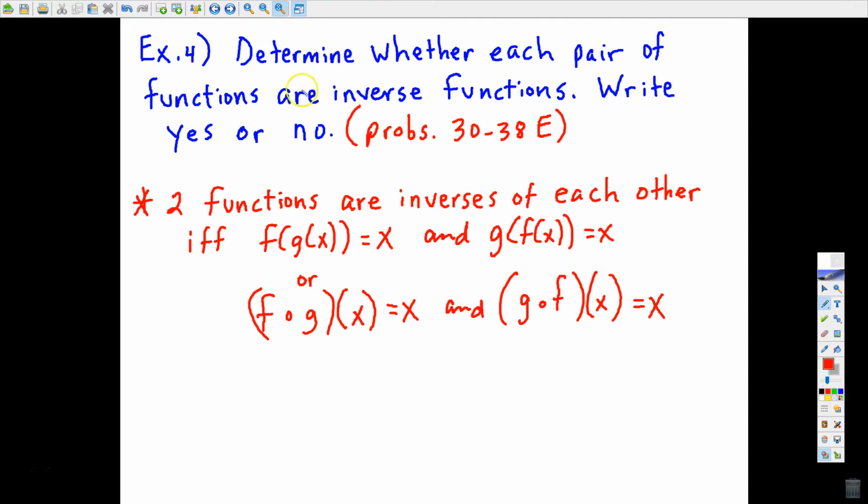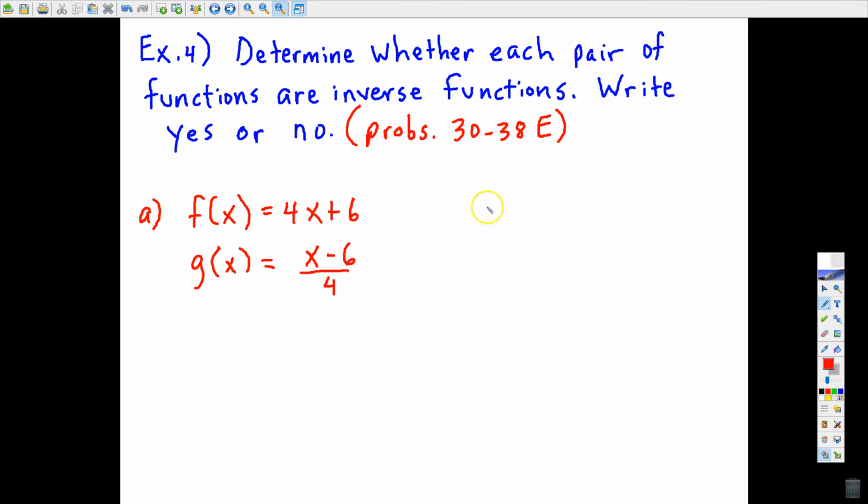And the directions are to determine whether each pair of functions are inverse functions. Are they inverses of each other? And here's how you'll know. And if you haven't seen this before, this stands for if and only if. Two functions are inverses of each other if and only if you do these composites, and in both cases you get x as a result, then they are inverses of each other. If you do these composites and you get something other than x, then they are not inverses of each other.